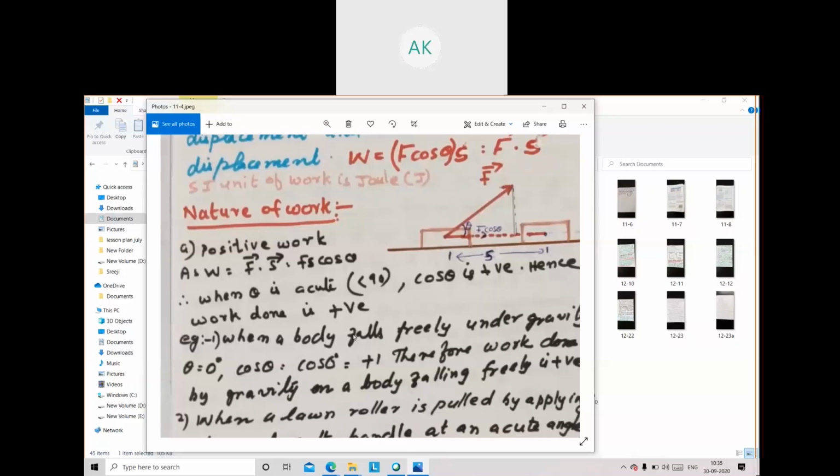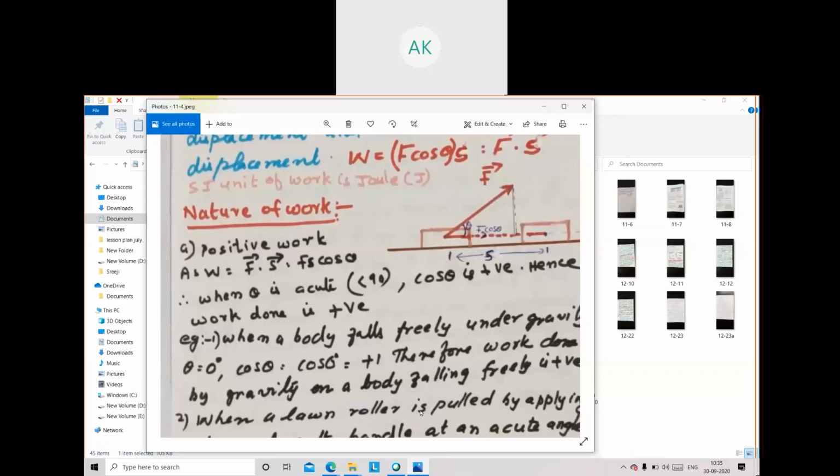Teacher, I didn't understand. Okay, I'll explain. Teacher, when a stone is thrown from the top of a tower to the ground, then the work done by gravity is positive. Work done by gravity, positive.